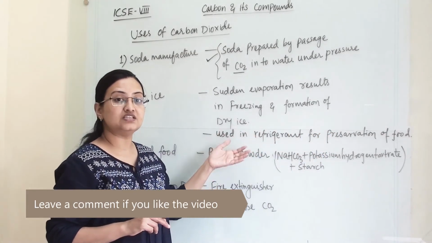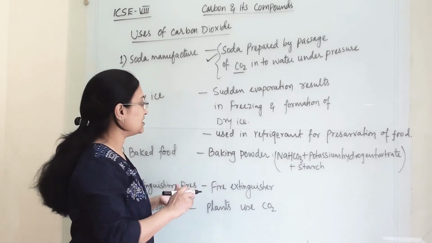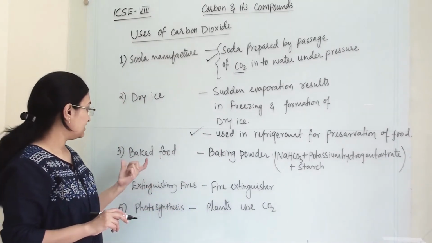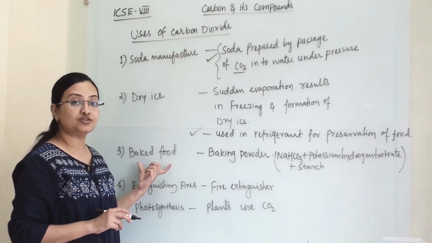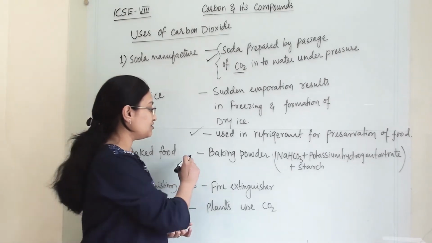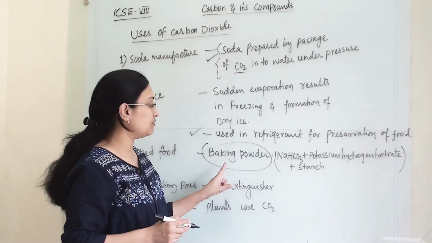It is very easy to freeze the carbon dioxide gas. So that's why it is used in refrigerant and preservation of food. Then third is for the preparation of baked food, we are using carbon dioxide. How? Because we are using baking powder. So how are we manufacturing baking powder?